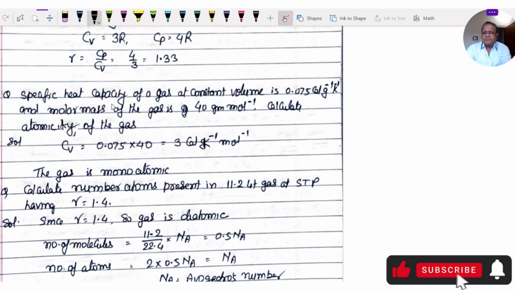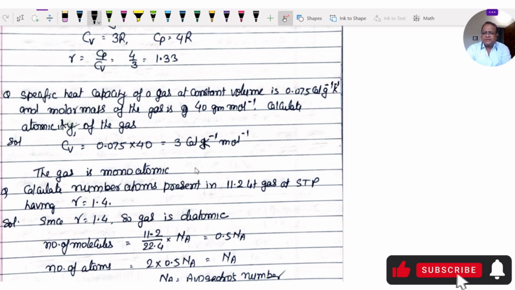Some numerical examples. The specific heat capacity at constant volume is given and the molar mass is 40. Calculate the atomicity of that. We calculate Cv, the specific heat capacity times the molar mass, which is 3 calorie or 3R by 2.